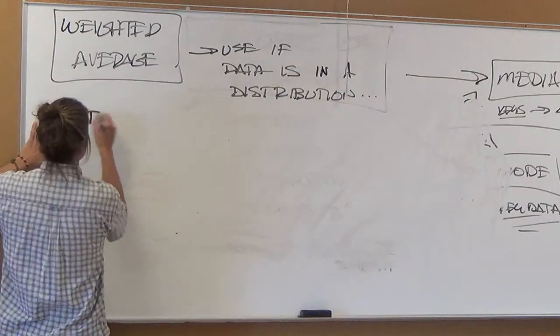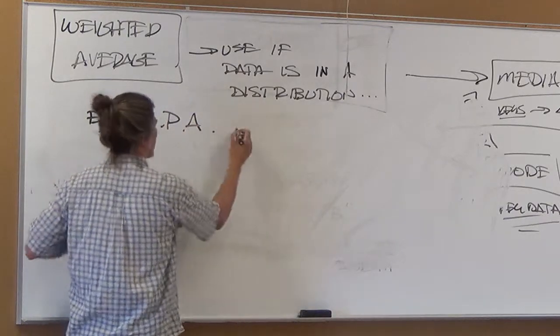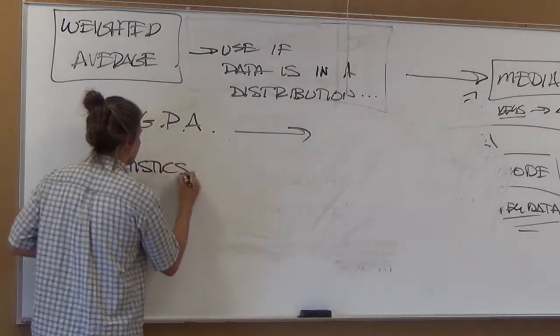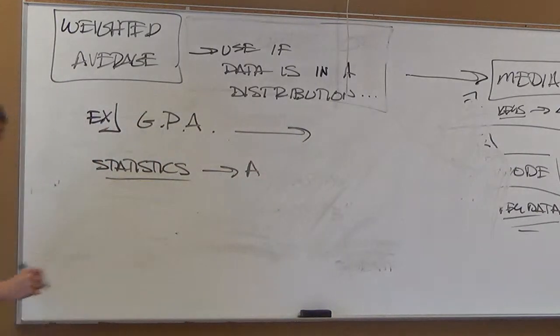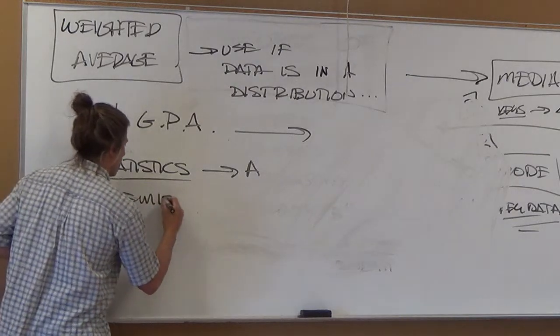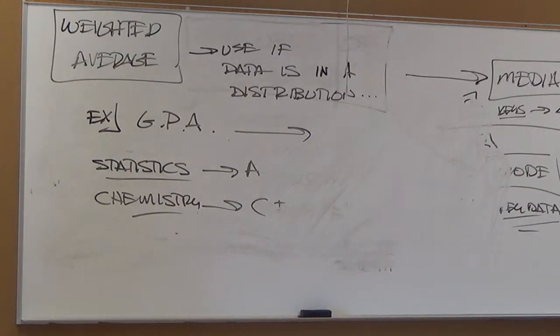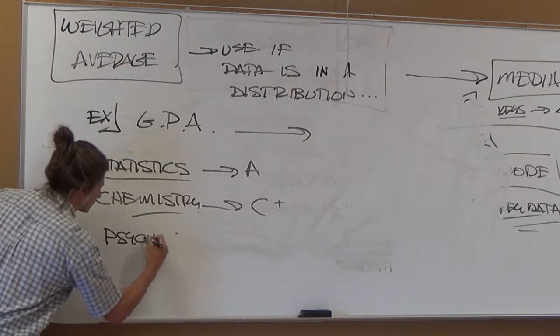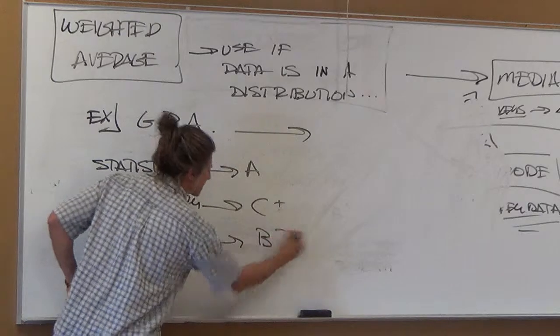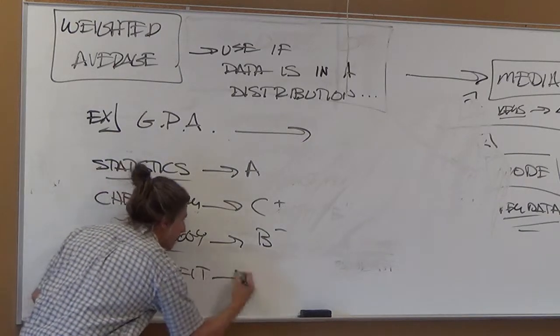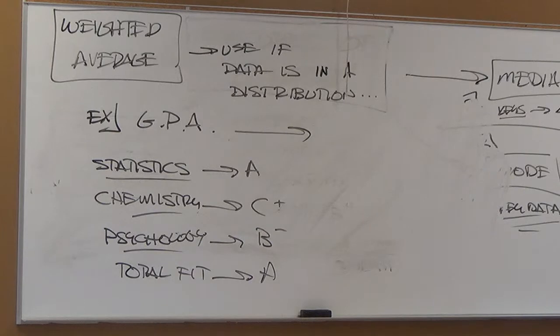Let's make up another weighted average right now. Let's create an example: a student's GPA. Okay? Throw out some classes a student is taking. Statistics. Of course. How are they doing? Terribly. No. Hey, they got an A. Chemistry. Nobody did terrible in my class. How did they do? C plus. Psychology. B. B minus. And of course they are taking Total Fit. And they got an A. Total freaking A.